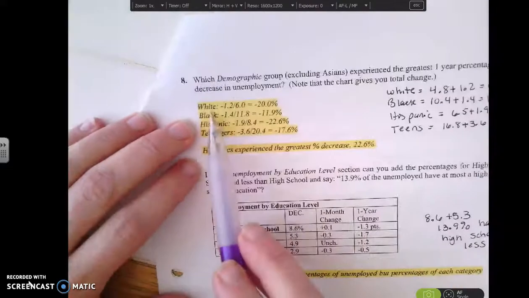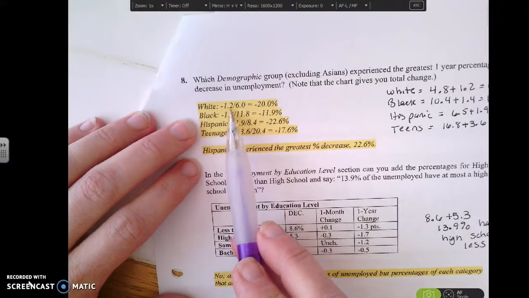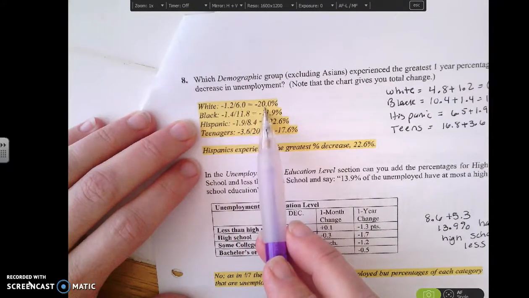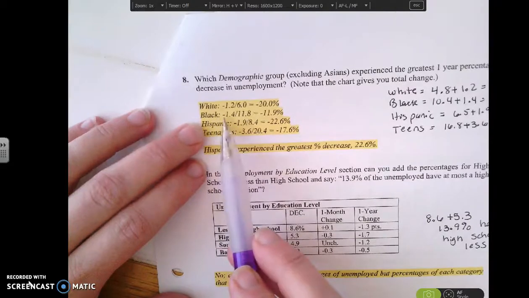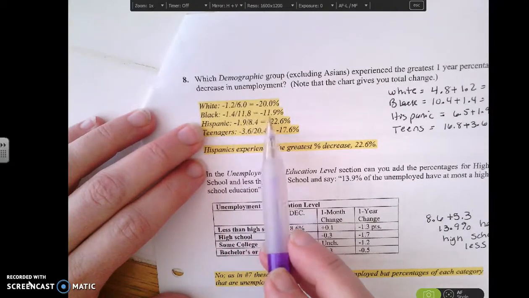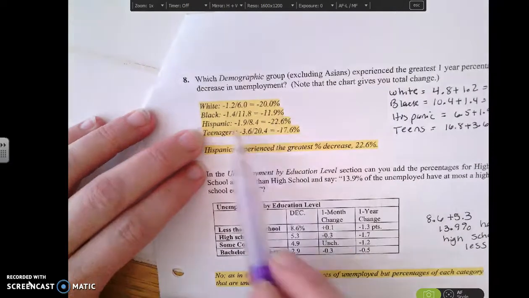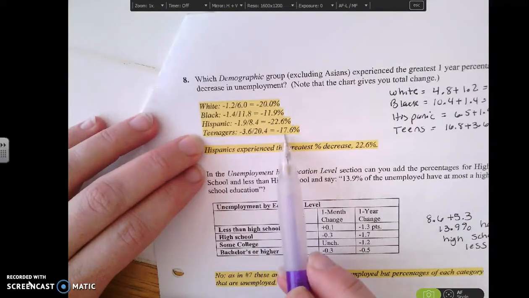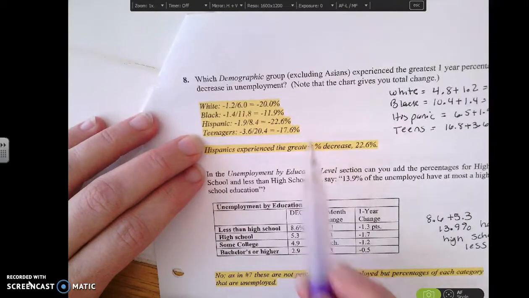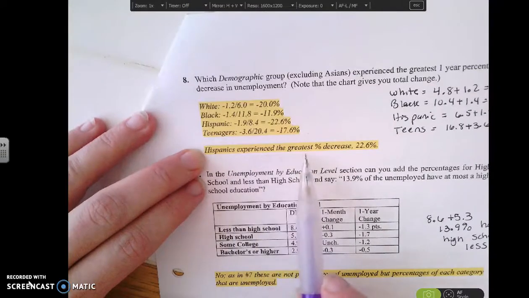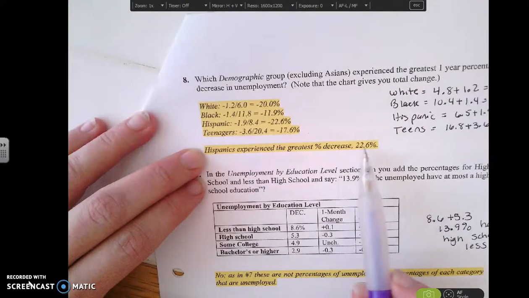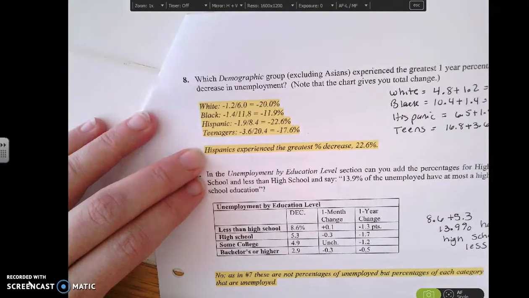So for whites, it's going to be negative 1.2. That was the amount of change divided by the original. So it was a 20% decrease. For blacks, it was negative 1.4 divided by 11.8, which is an 11.9% decrease. Hispanics was a 22.6% decrease, and teenagers was a 17.6% decrease. So the Hispanics experienced the greatest percentage of decrease in unemployment with the 22.6%.